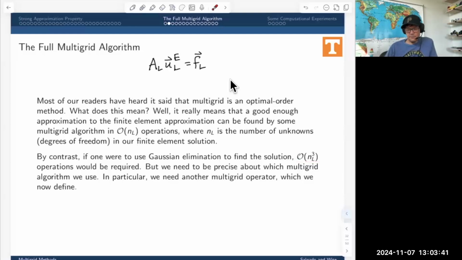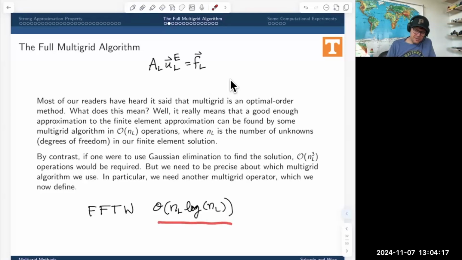You may have heard of other algorithms that could be applied to solve the Poisson problem, like the fast Fourier transform method, FFT, and some people may have heard of the fastest Fourier transform in the West, FFTW. That's an algorithm. So this one requires order N_L log N_L operations in order to get a solution. Well, this is not optimal, because if it requires this many operations, this is still smaller.